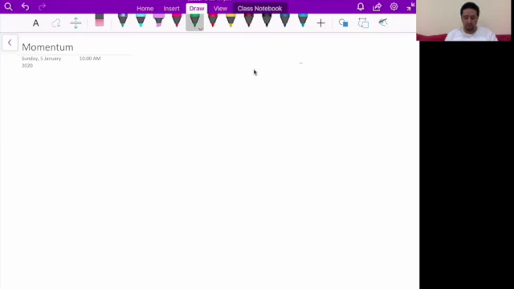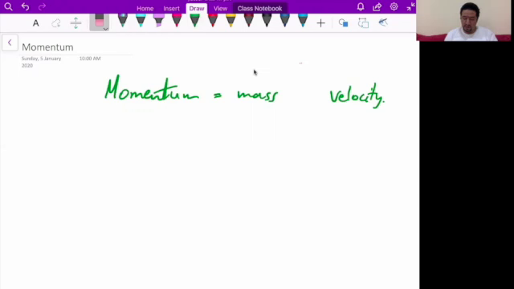What's meant by momentum? From the point of view of physics, momentum is the product of mass and velocity. How are we going to convert it like this? We are going to remove the words and add a multiplication sign. So momentum is the product of mass and velocity.